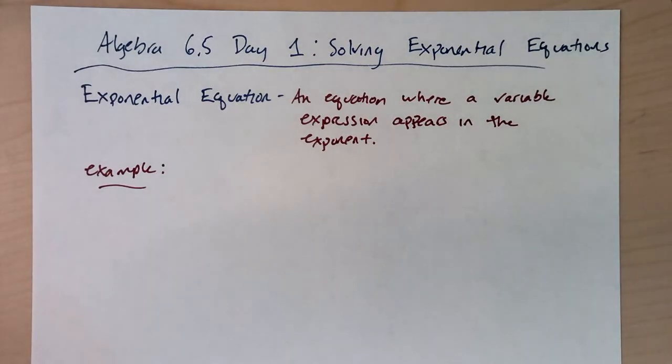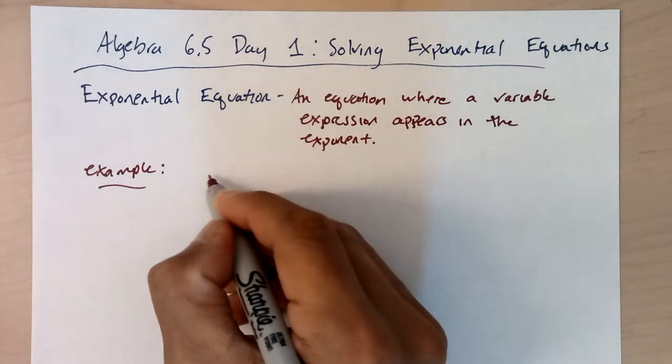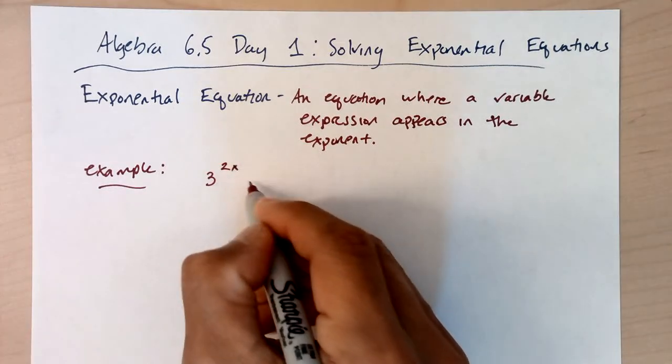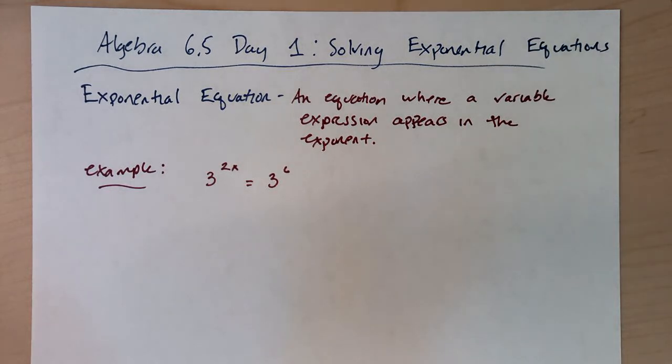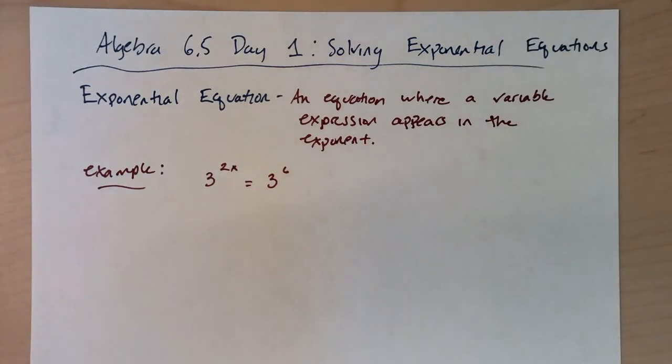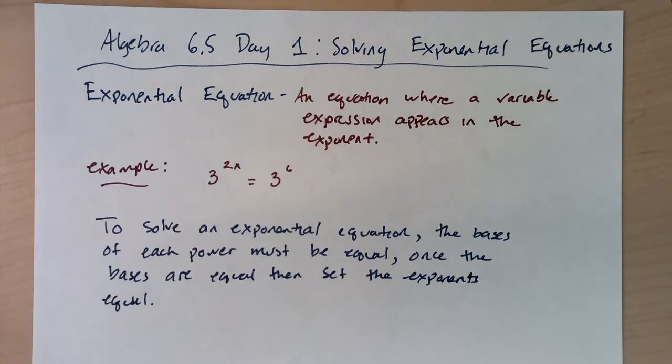So an example of an exponential equation is something like 3 to the 2x power is equal to 3 to the 6th power. And then since I have a variable in my exponent here, I could solve for that variable. And in order to solve for that variable in an exponential equation, both sides of the exponential equation have to have the same base. Once the bases of each power are equal, then we could set the exponents equal to each other.